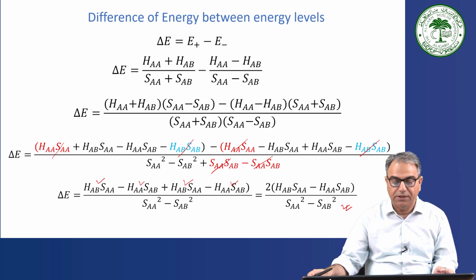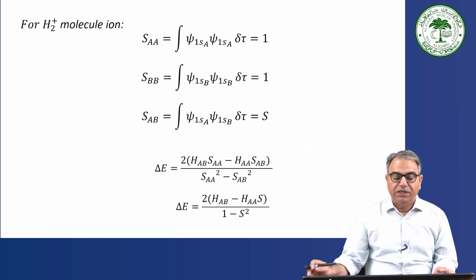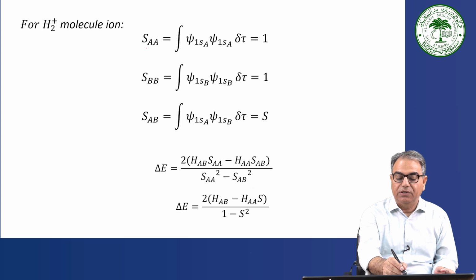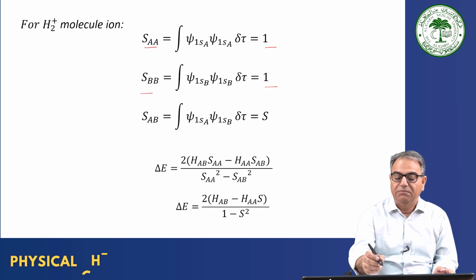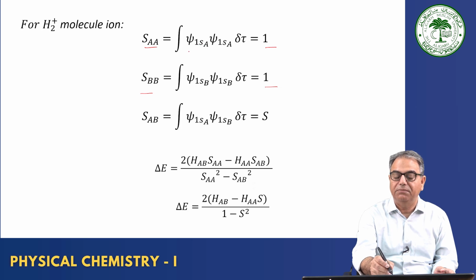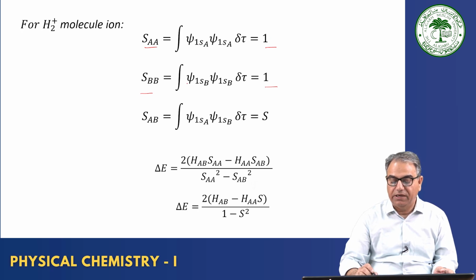Okay. And for the H2 plus molecule, what we know is that SAA is equal to 1, obviously, SBB is equal to 1 because this is the normalization condition. I have written psi 1s A, which means the wave function of the 1s atomic orbital of the hydrogen atom, which is an orthonormal function, already normalized. So the value is 1. Here also the value is 1.